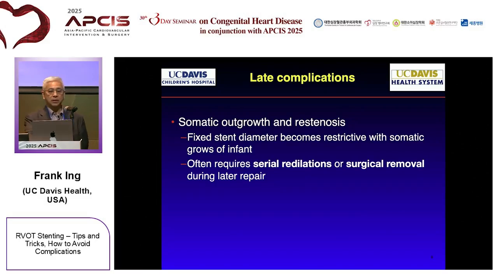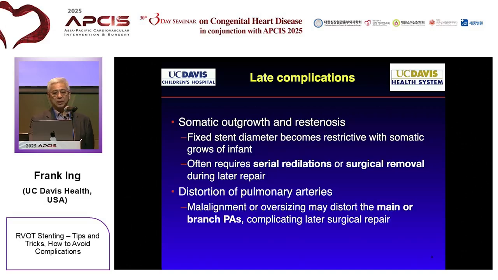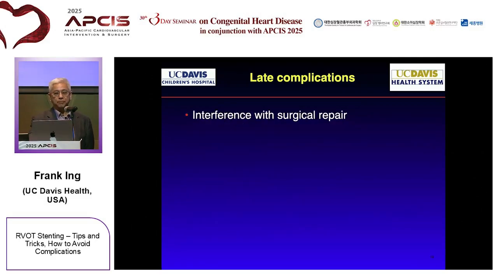Again, just anticipate that you will have serial redilations, and of course the surgeons have to remove that stent later on. And these could be surgical complications that they'll blame on you for that. You can distort the PAs as well, right, with the stenting. So a malalignment or oversizing can distort the MPA and complicate the surgical repair. Late complications, like I said, can occur, interfering with the surgeons.